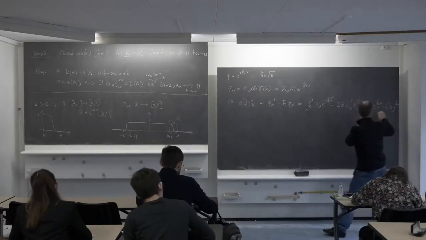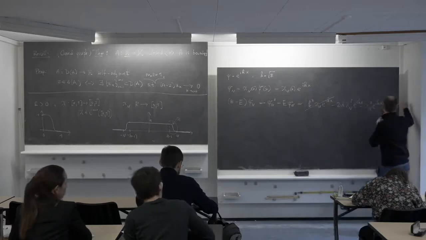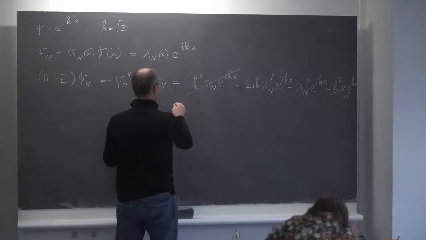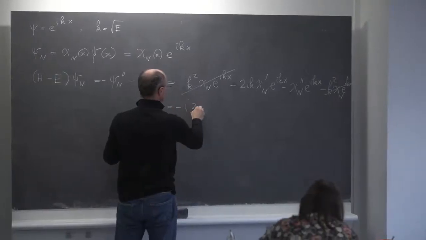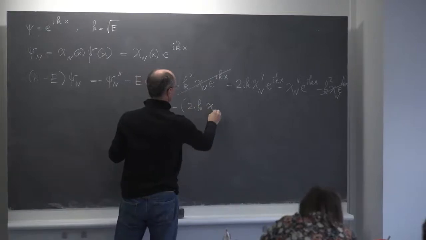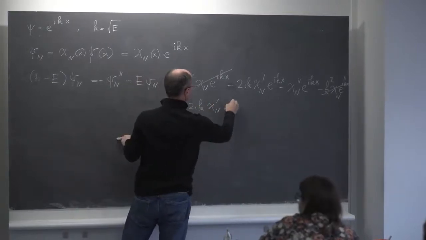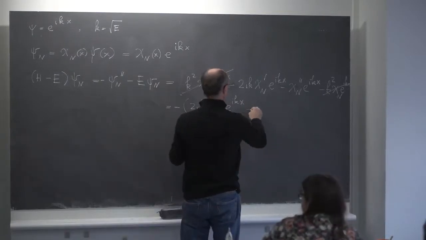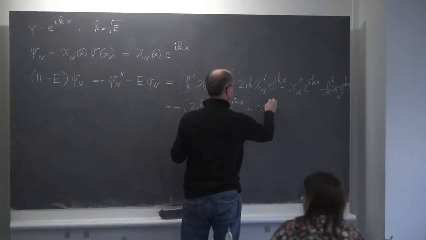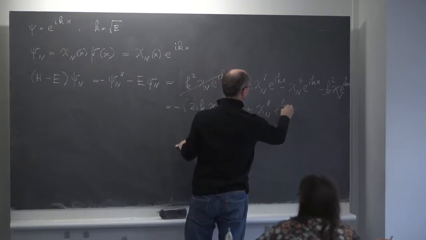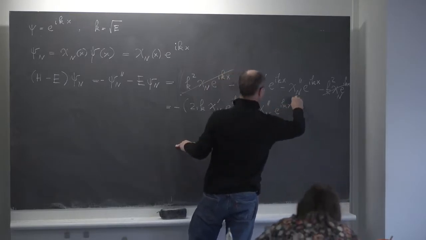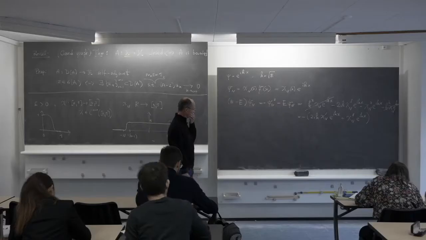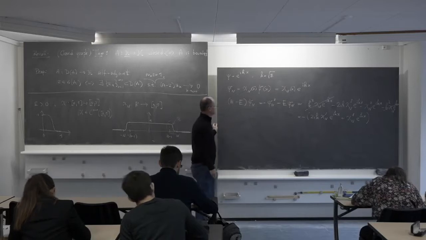So these two terms will cancel out, and we're getting minus 2ik chi n prime exponential ikx plus chi n double prime exponential ikx. All right.